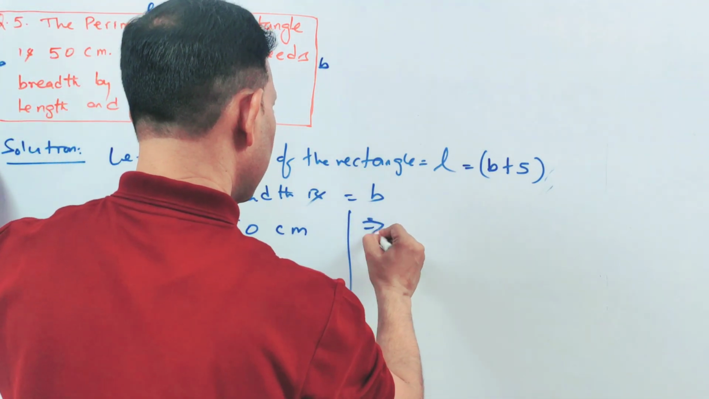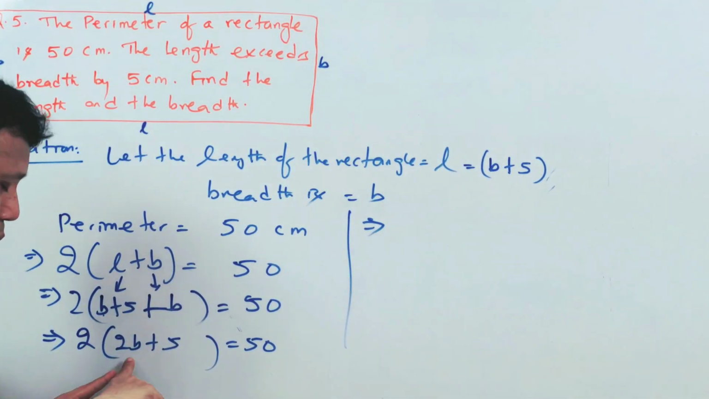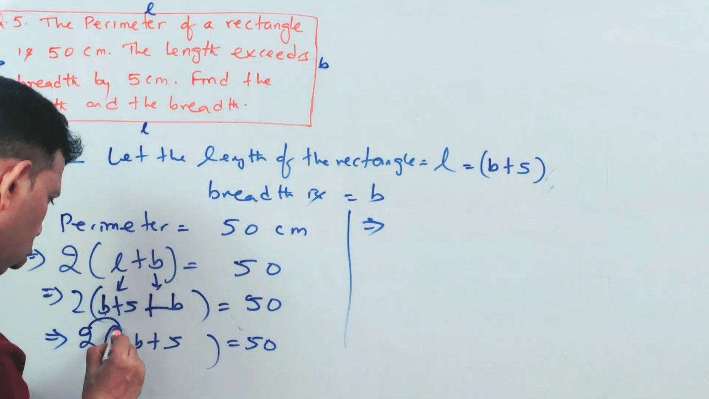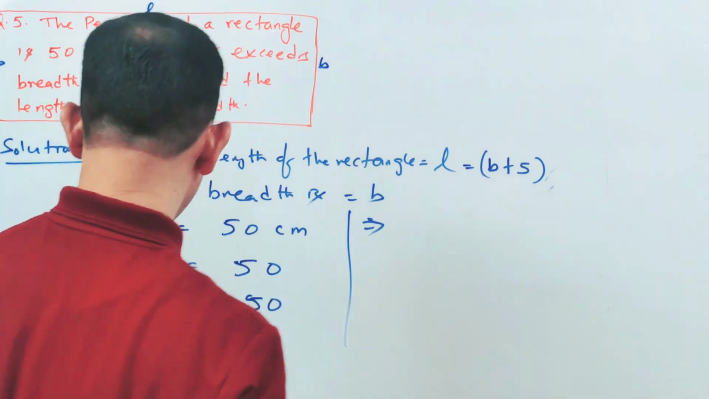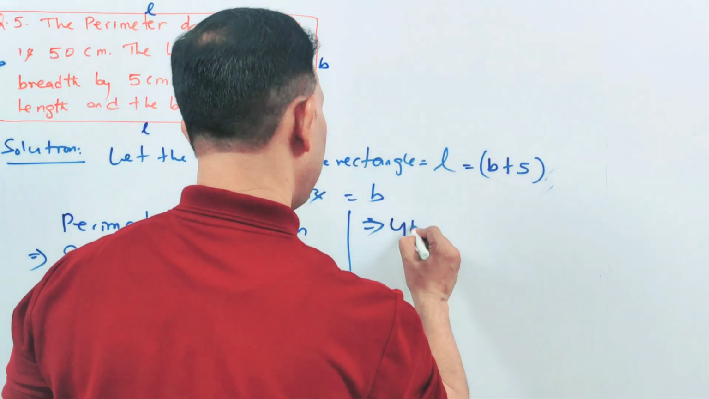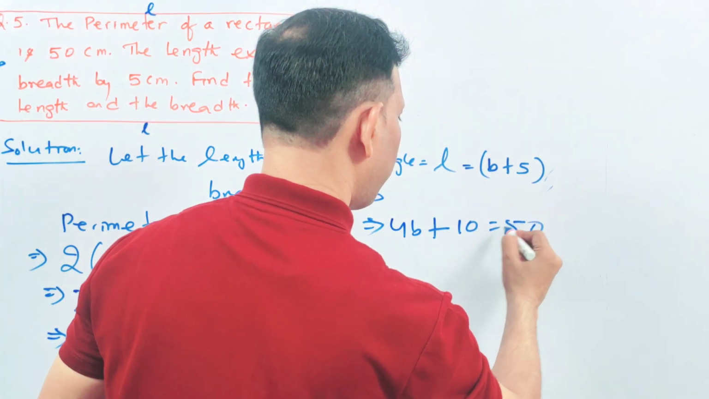Now I will solve here. This implies that now this 2 is multiplied with whole 2B plus 5. So 2 will be multiplied with 2B and 2 will be multiplied with 5. So 2 twos are 4B plus 2 fives are 10 is equal to 50.